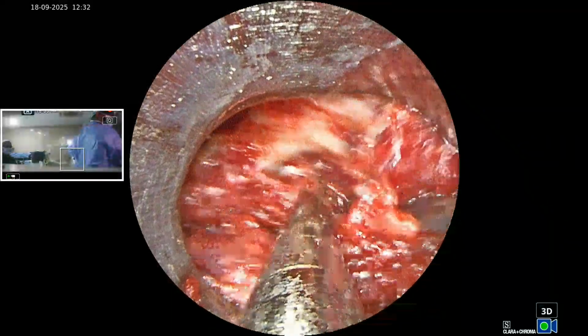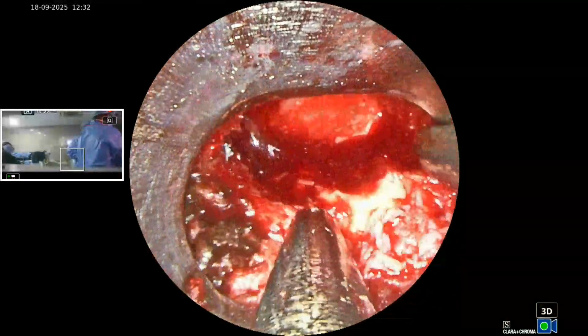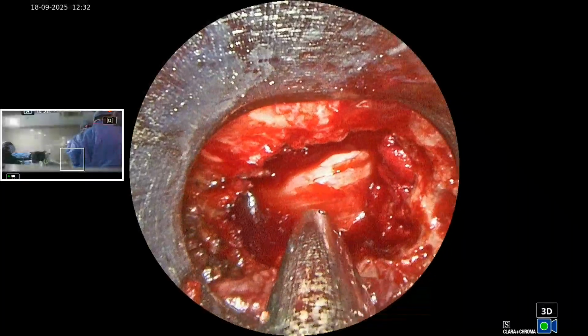Okay, very nice. Two-level bilateral decompressions over the top, the disc space.